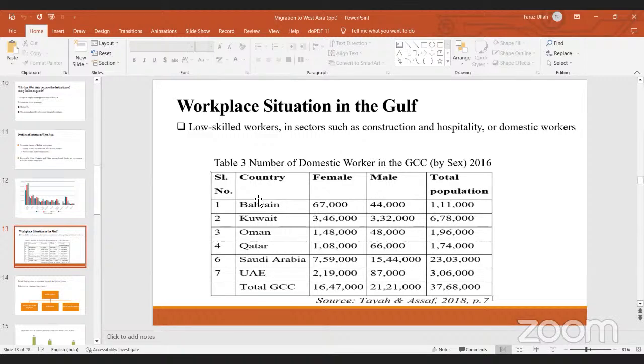So these are the number of domestic workers in the GCC by sex. The data has been tabulated in 2016. So the data clearly shows that the female laborers are also migrating in large numbers to the GCC along with the male migrants. Out of the total 39 lakh domestic workers, 16 lakh are female workforce and the rest are males.